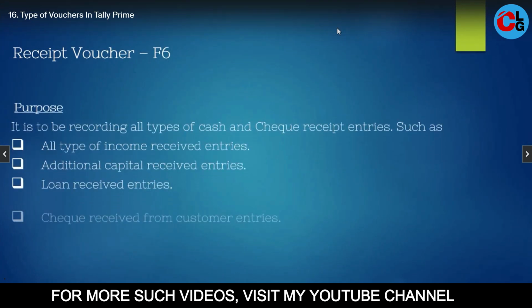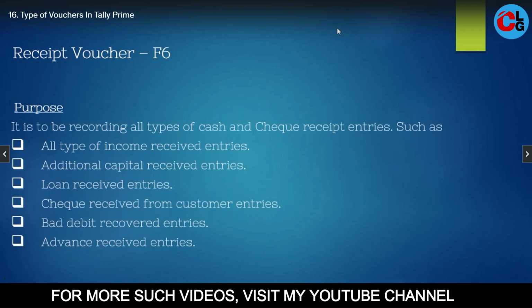The next one is the receipt voucher. The receipt voucher shortcut key is F6. If you want to record cash and check receipt entries, we can use the receipt voucher. The transactions include all types of income receipt entries, additional capital receipt entries, loan receipt entries, check received from the customer, bad debts recovered entries, and advance receipt entries.